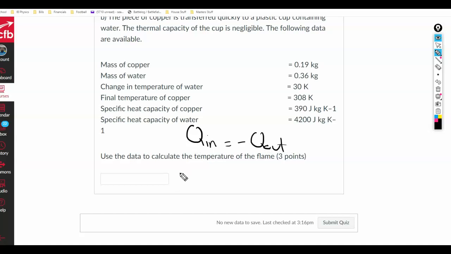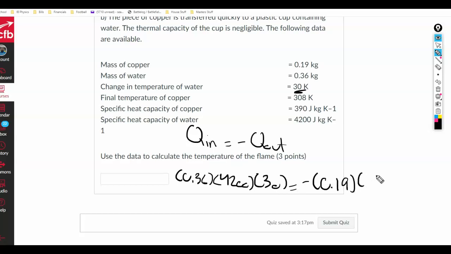On the water side, we have the mass of the water, which is 0.36, the specific heat capacity of the water, which is 4,200, and the delta T of the water, which is given right here as 30. And then on the right side, we have minus Q out, so minus 0.19 times the specific heat capacity of copper, 390, times the final temperature of the copper, given as 308, and the initial temperature of the copper is the same as the temperature of the flame. So when it asks you to find the temperature of the flame, that's the same as the initial temperature of the copper.